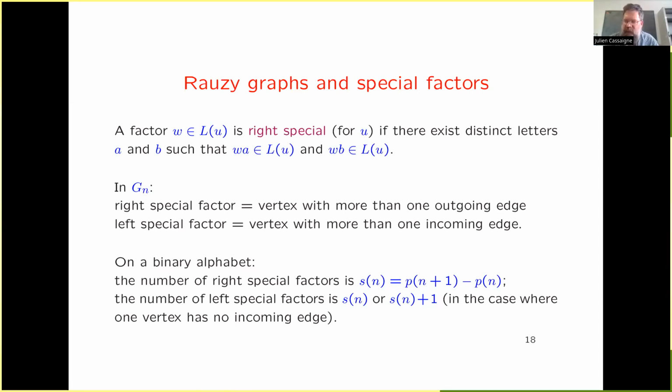So if you take any factor of length n, it occurs somewhere in the infinite word, so there is at least one way to extend it. And so you can associate to it one factor of length n+1. But when it's special, then there is another factor of length n+1 that also starts with it. So it increases the number of factors by one each time you have a right special factor. So the number of right special factors is the first order finite difference of the complexity function. For left special, it's the same except when the word is not recurrent, which I will not explain further.